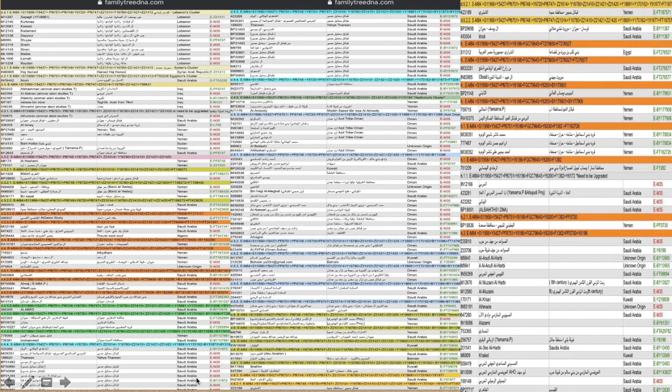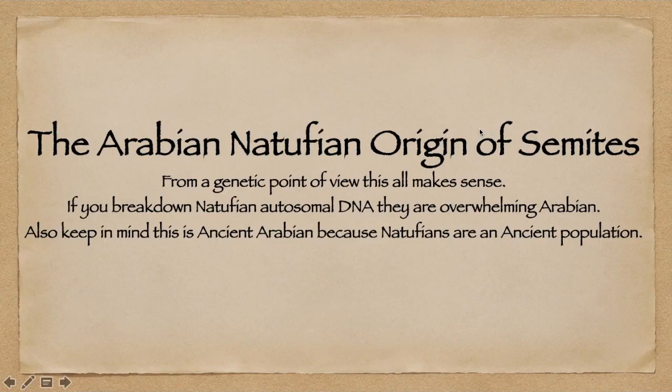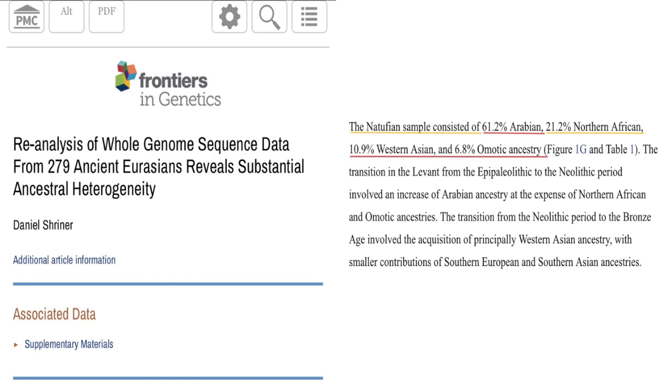Here's a bunch of Saudi Arabia with haplogroup E. Here's a bunch of Oman, and again, the Middle East has an abundance of haplogroup E. And these are the people who are linked to Natufians, who are the ancestors of Semites. So from a genetic point of view, this all makes sense. If you break down Natufian autosomal DNA, they are actually overwhelmingly Arabian. Also, keep in mind that this is ancient Arabian that the Natufians have, because the Natufians themselves are an ancient population. So here's the breakdown of Natufian DNA.